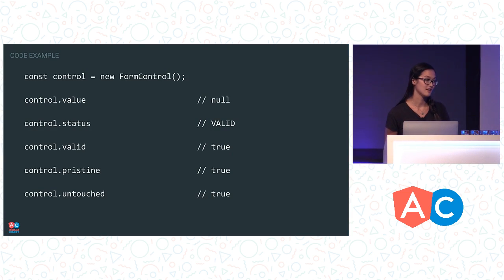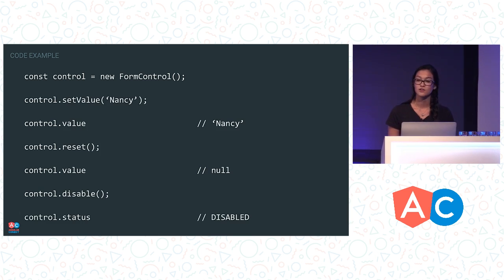A form control is just a class like any other class. If you create an instance, you can inspect its properties. You can look at its value, its validation status, whether or not it's pristine or touched. And you can also make programmatic changes to its state. You can set its value, you can reset it, you can disable it.